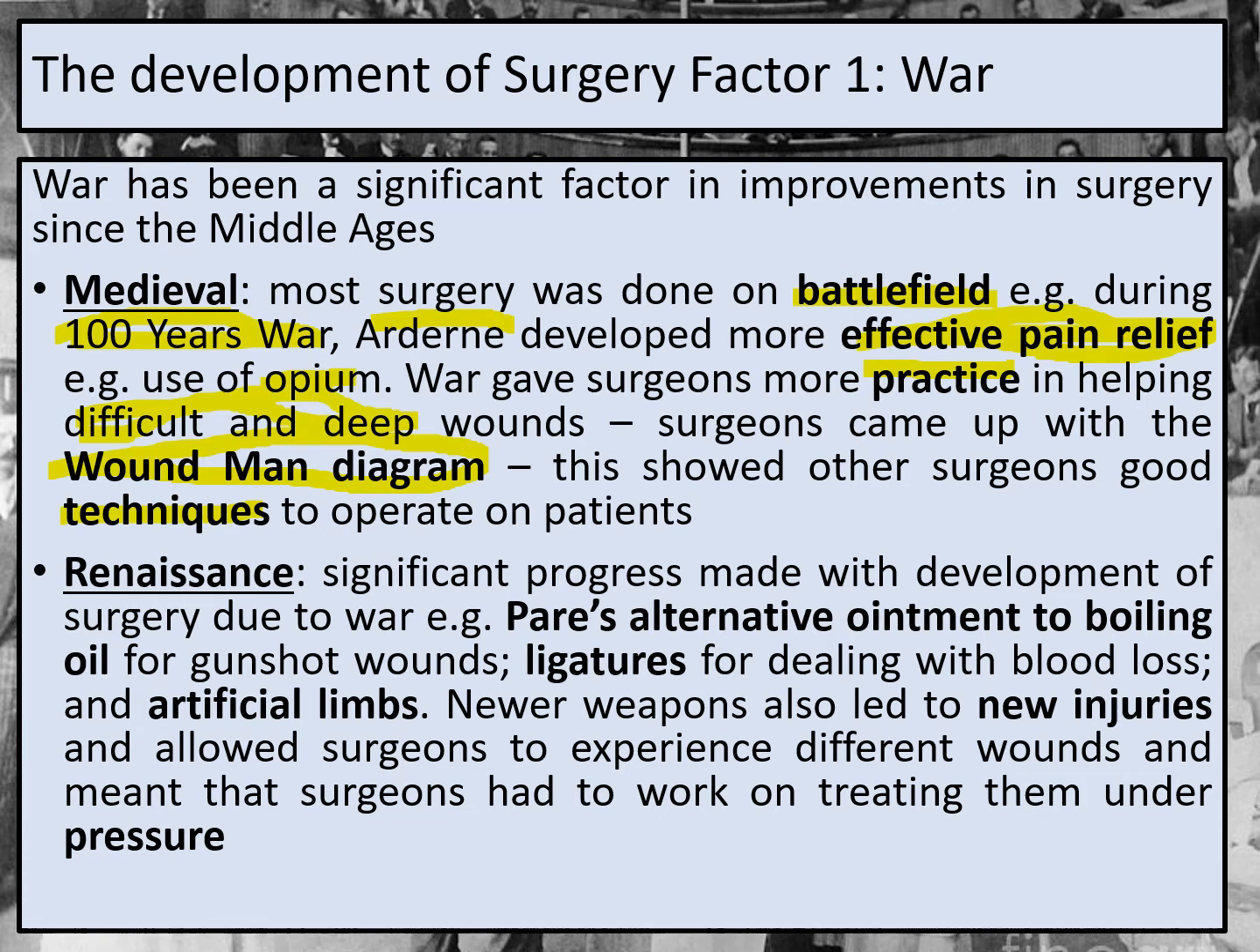During the Renaissance, that continued. So we've just got a continuation between medieval and Renaissance because we've got a lot of war in both. More in medieval times though, but there was significant progress made with the development of surgery. Parry's alternative ointment to boiling oil for gunshot wounds. Ligatures, of course, he also came up with as well for dealing with blood loss, and the use of artificial limbs. During the Renaissance, you had newer, more powerful weapons. Those led to new injuries, and they forced surgeons to experience new and different and more difficult wounds. And it also meant that surgeons had to work more under pressure and come up very quickly with new ideas.